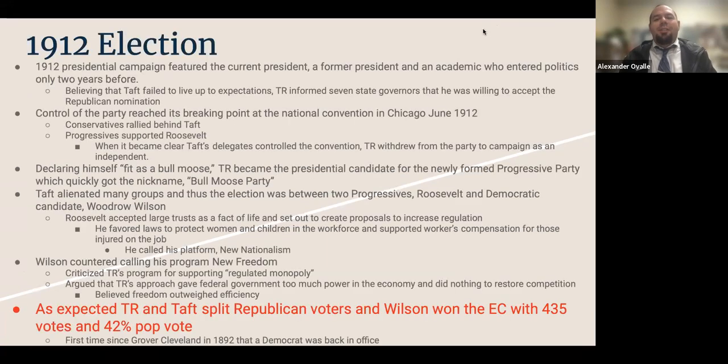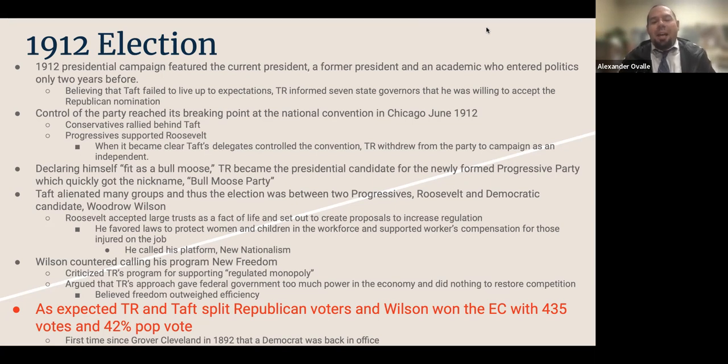So the 1912 election, juicy details. The 1912 presidential campaign featured the current president, a former president, and an academic who entered politics only 2 years before. Believing that Taft failed to live up to expectations, Teddy Roosevelt informed 7 state governors that he was willing to accept the Republican nomination. Control of the party will reach its breaking point at the National Convention in Chicago in 1912.